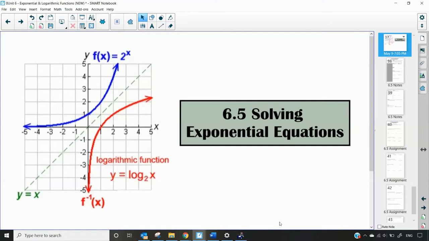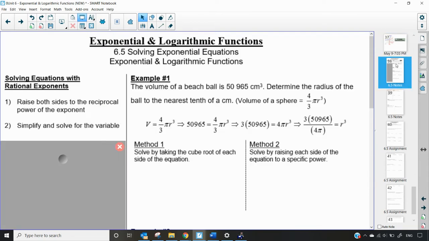Welcome back, guys. Today we're going to be looking at topic 6.5, which is solving exponential equations. Now, over the next few lessons, we are going to be solving a variety of equations. Today we're going to be specifically looking at equations where we have a rational exponent or where we can write our equation with the same base. So let's get started. First of all, we're going to start with rational exponents.